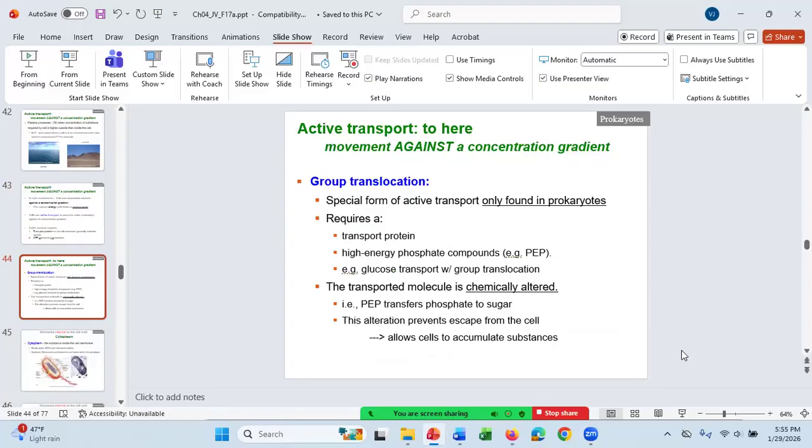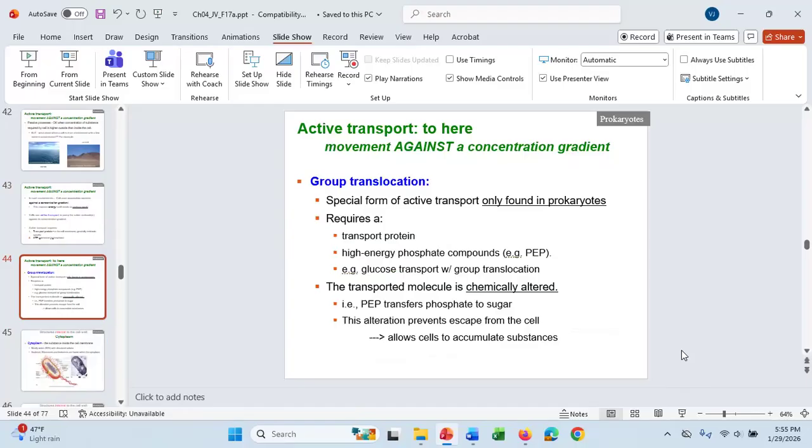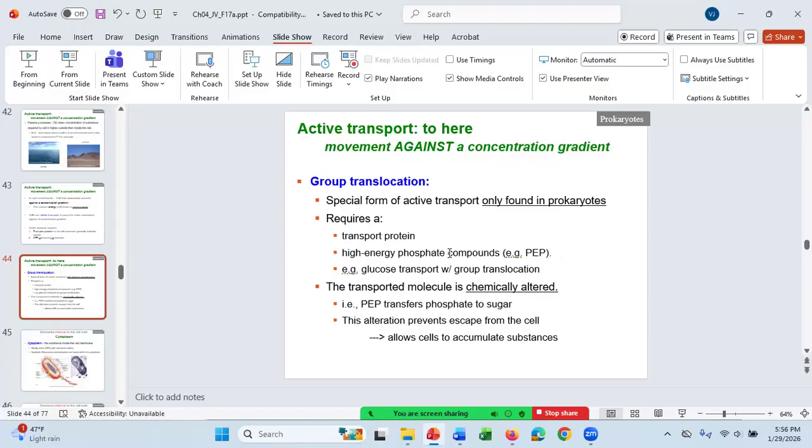We do have a different mechanism of active transport in prokaryote cells called group translocation. Group translocation is only found in prokaryote cells, meaning bacteria and archaea. It is not found in eukaryotes. Group translocation does require a transport protein. It does require a high energy phosphate compound, but it's not usually ATP. It's some other high energy phosphate compound like PEP. You don't need to know about PEP, but it's just another high energy phosphate compound.